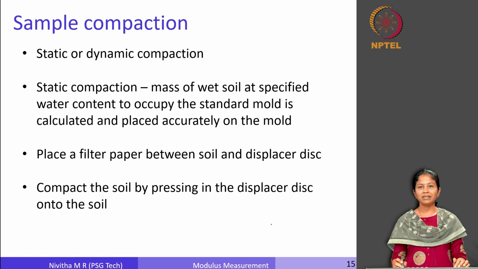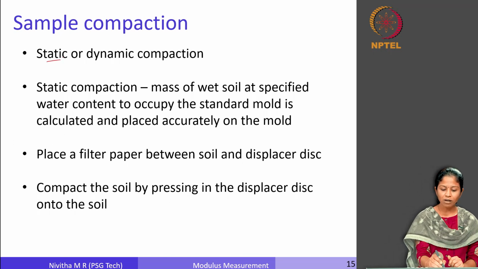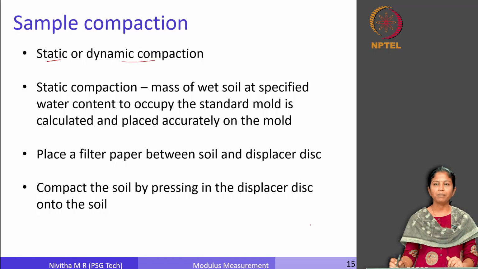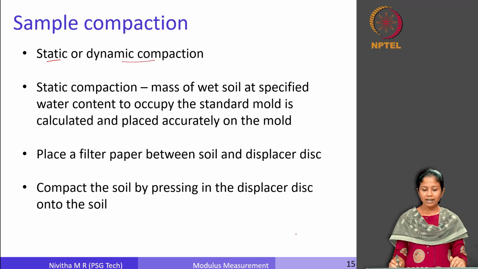Now, how do we compact the specimen? We have taken the sample, we have mixed water with it, right, and it is now ready. How do we compact the sample? There are two methods of compaction which are again specified in the IS code. One is static compaction and the other one is dynamic compaction. So, what is static compaction?